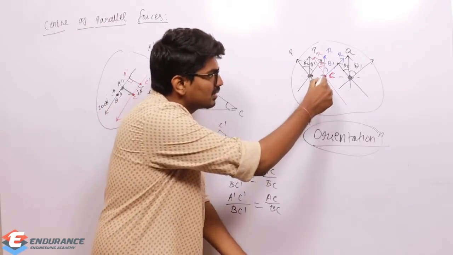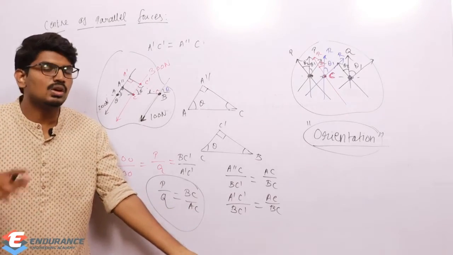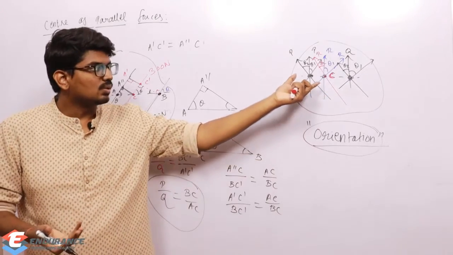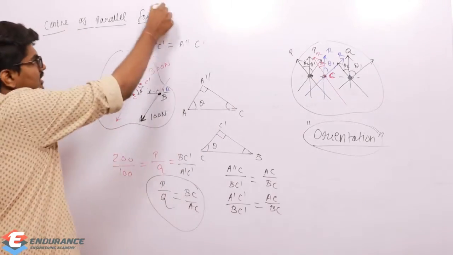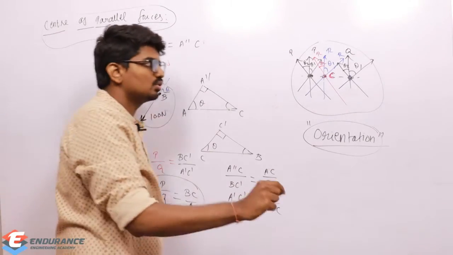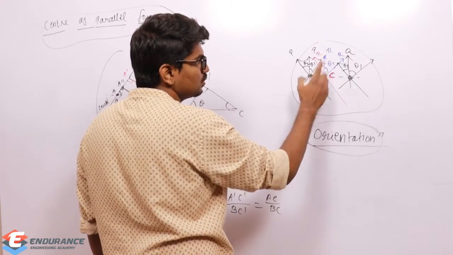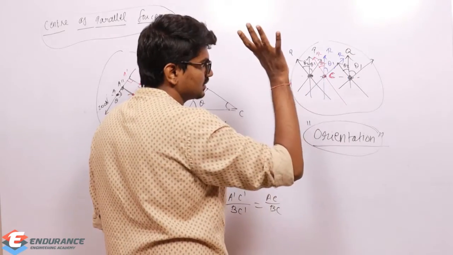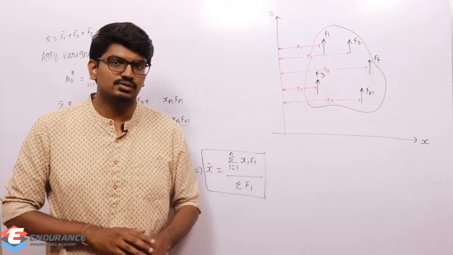So that point C, I'm just marking it as C, that point C through which the resultant always passes irrespective of the orientation of the applied forces. Whatever orientation you keep, the resultant will always pass through that point, and that point is called the center of parallel forces. Simply, it is a point through which the resultant always passes irrespective of the orientation of its forces. So let us proceed with one equation for this center of parallel forces.